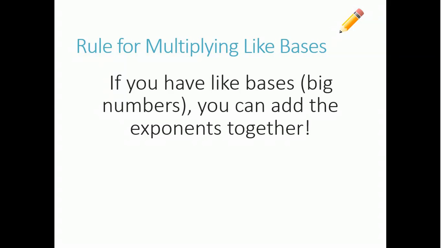So here is the rule for multiplying like bases. If you have like bases, basically the big numbers, if the big numbers are the same, you can just add the exponents together and keep the base the same. So it's actually a pretty simple problem. Let me show you a couple of examples.